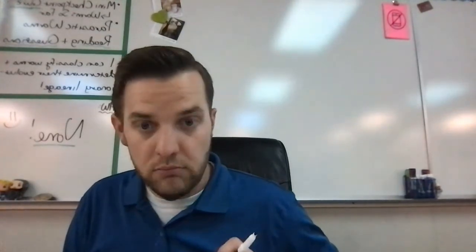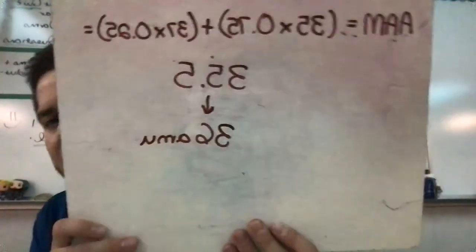Let's do it. 35 times 0.75, enter, plus, open parentheses, 37 times 0.25, and I get 35.5. When I check my sig figs, I should only have 2 sig figs, so I'm going to round that to 36 AMUs. Okay.